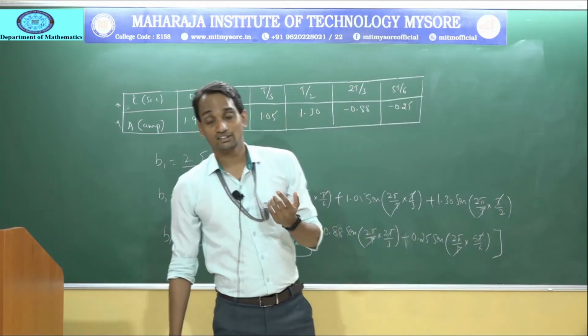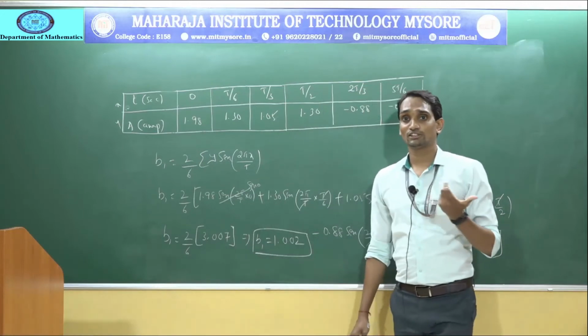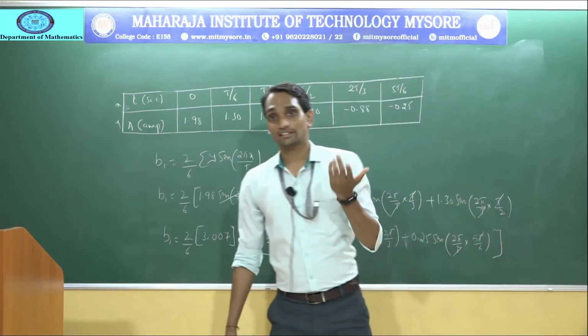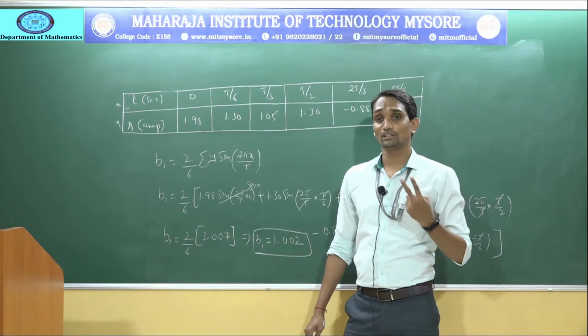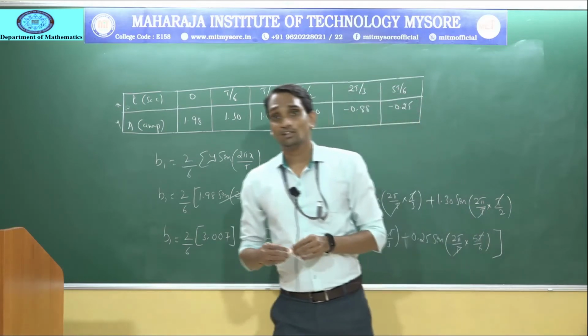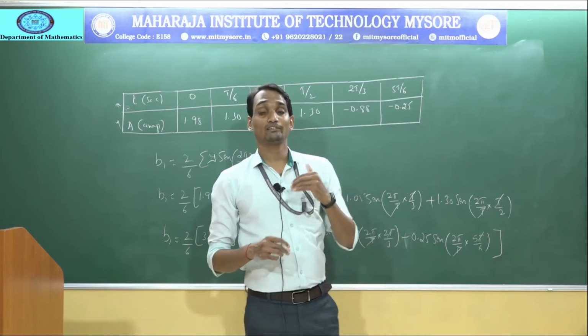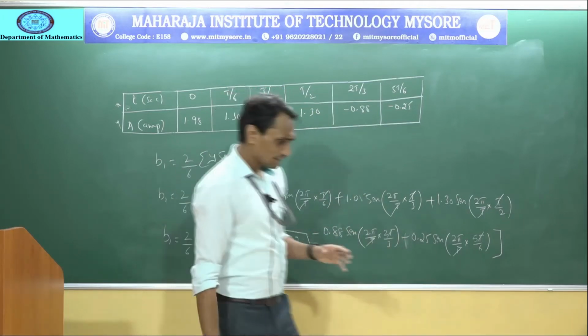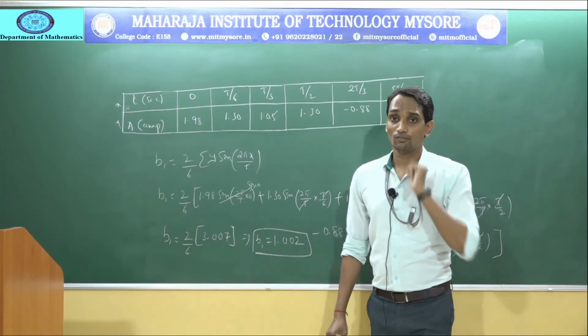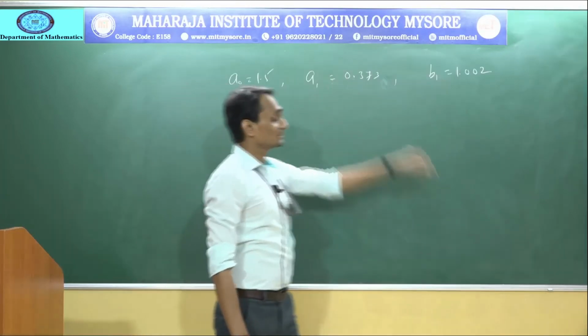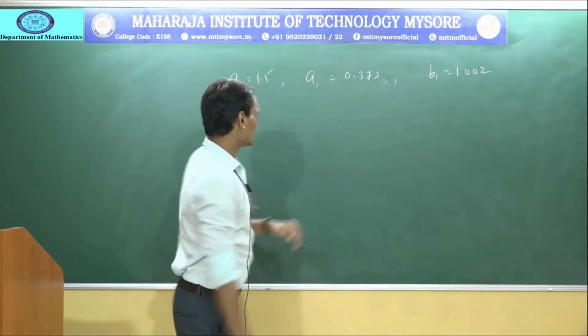Now you got all the three values, A0, A1 and B1. Because the given question is first harmonic analysis, this is sufficient. If it were the second harmonic, we would need to calculate A2 as well as B2, but since the question asks only for the first harmonic, A1 and B1 are sufficient. After calculating these three values, substitute them in the Fourier expansion in terms of the first harmonic.